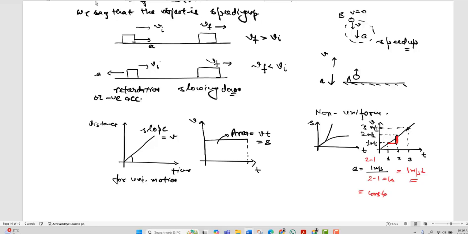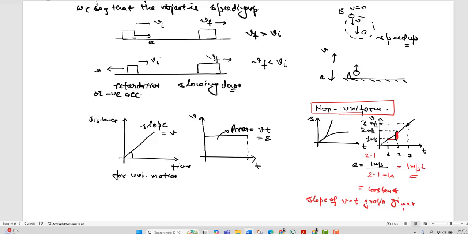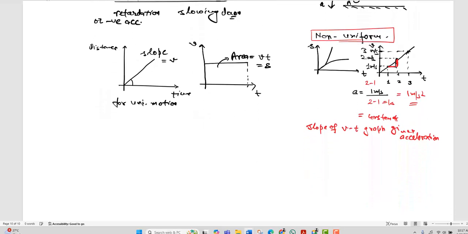So in this situation, the acceleration is constant. No, this is velocity versus time. So the acceleration is actually constant. So in your case, we are going to deal with this situation. From here, you can also write that the slope of the velocity time graph gives acceleration. Got it? So it is telling us about the acceleration. But the motion is non-uniform, but the acceleration is constant.